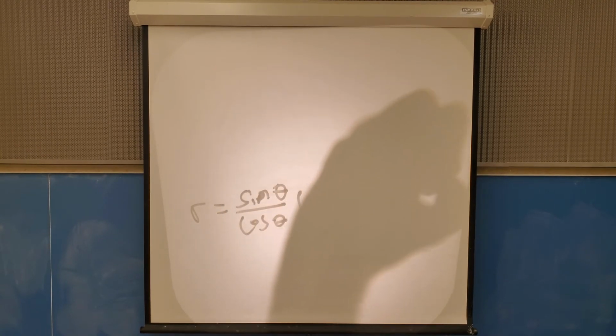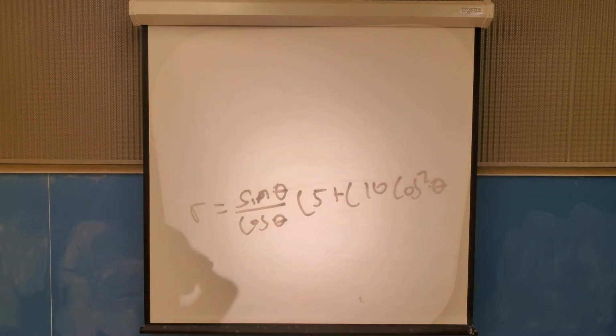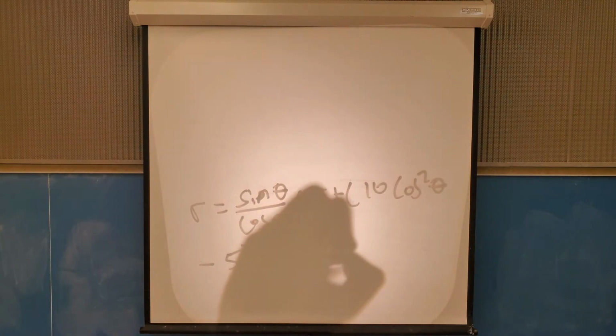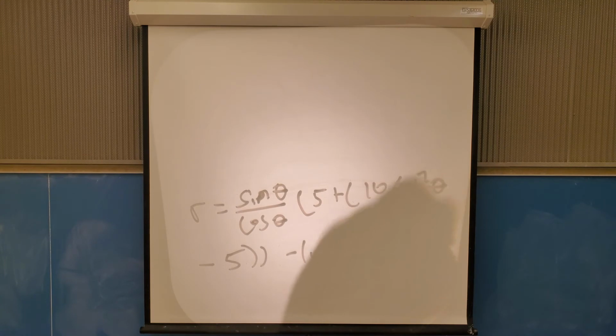and we can go ahead and write this equation as neatly as possible, because as we just saw, that was a pretty gnarly equation. So we're going to go ahead and do this real quick. So we're going to go ahead and simplify from the parentheses outwards. R equals sine theta over cosine theta times 5 plus 10 cosine squared theta minus 5, and that whole quantity is going to be subtracted by 10 sine theta cosine theta.